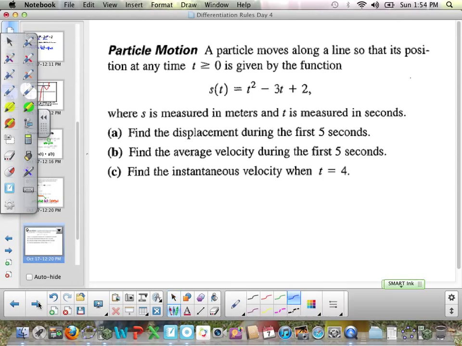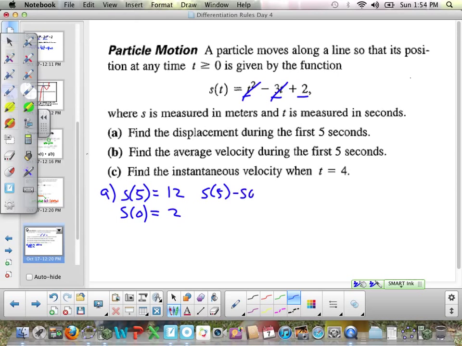So the first thing we're going to want to do, to find displacement, is to have s of 5 and s of 0. If we subtract those two values, that's our displacement. S of 5, we got 25 minus 15 is 10 plus 2 is 12. S of 0, 0 should always be easy to plug in, is 2. So our displacement, s of 5 minus s of 0, is 10.